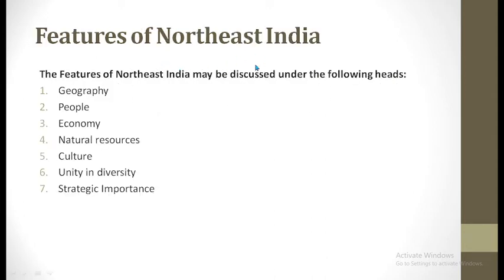The various features of Northeast India can be discussed under the following heads: geography, people, economy, natural resources, culture, unity in diversity, and the strategic point of view. All these points have been discussed in the previous class, so I will try to go as fast as I can so that we don't take much time. At most, I'll try to take 10 minutes to complete all these slides.